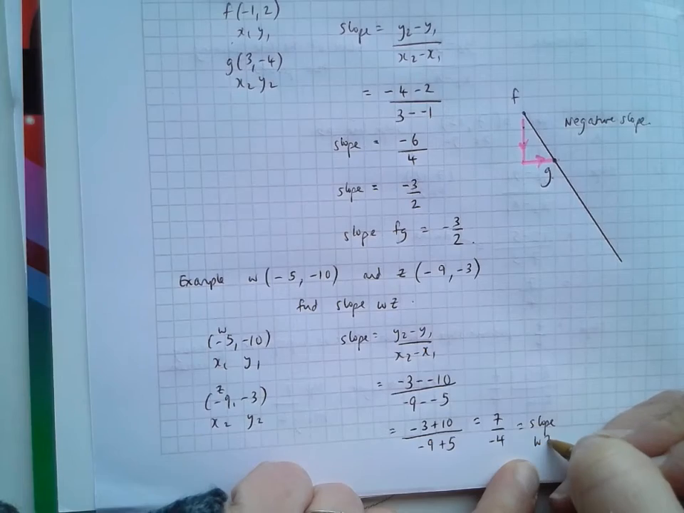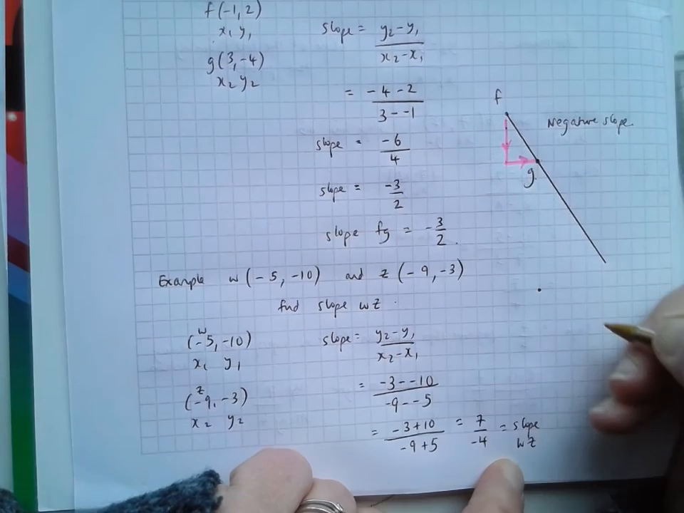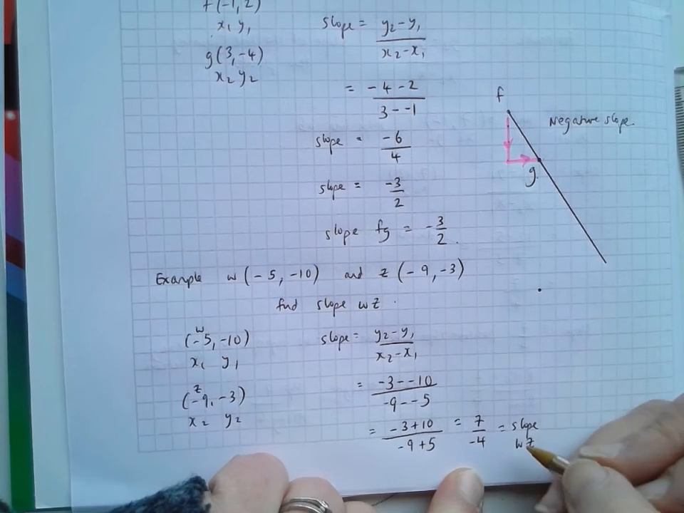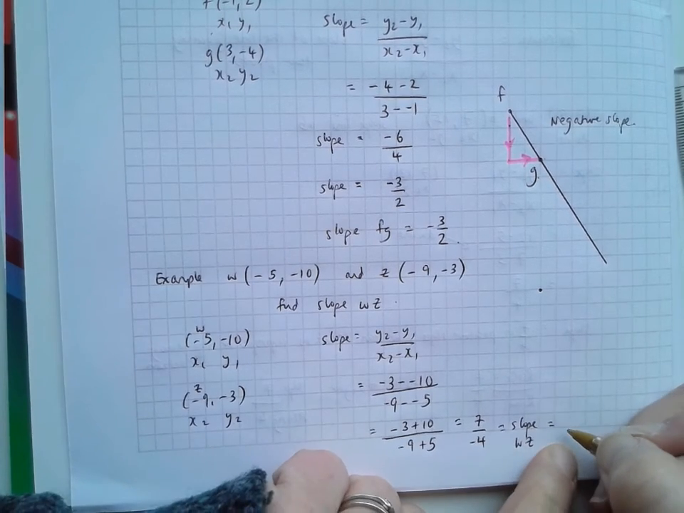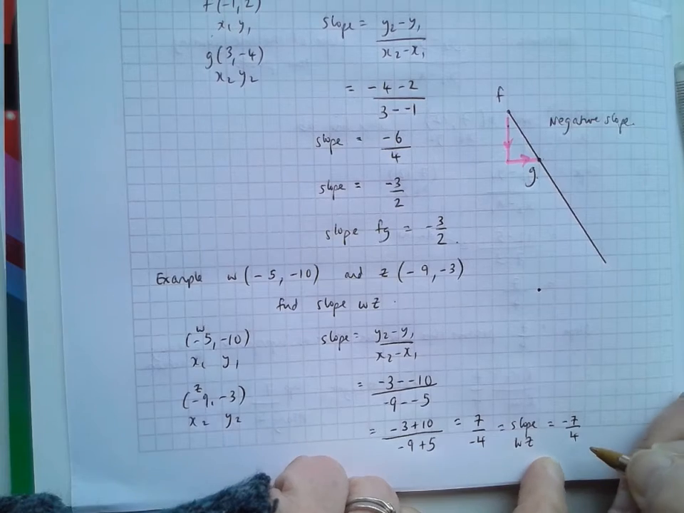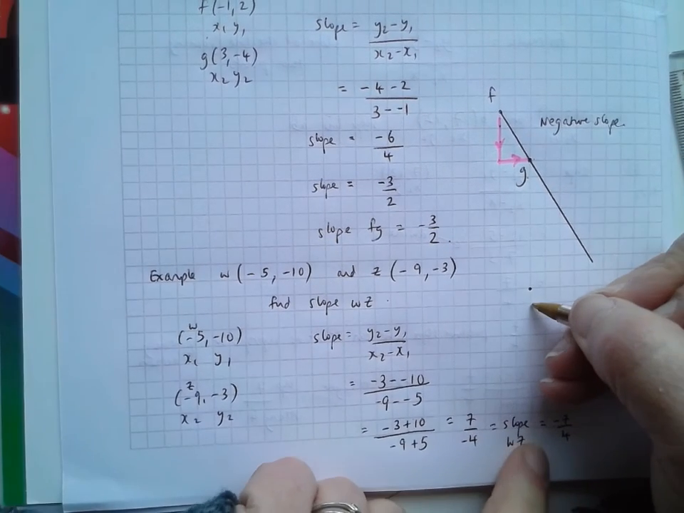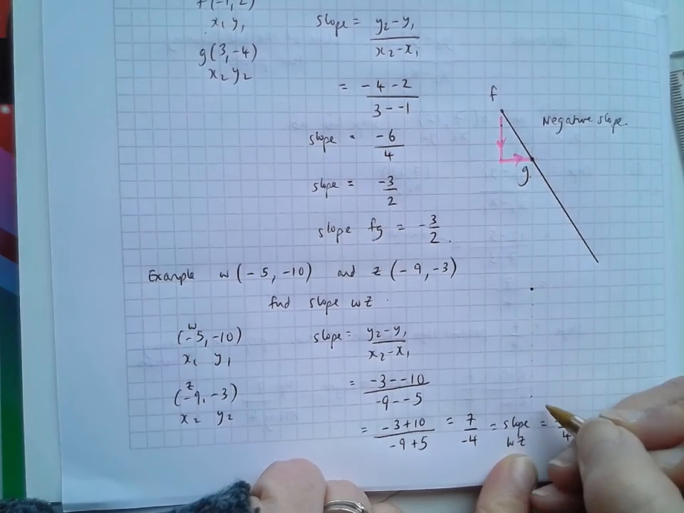What does that look like? Well, say we've got W here and Z. It's actually quite hard to draw a slope that's 7 over minus 4. It's probably easier, going from left to right, to draw a slope of minus 7 over 4 rather than 7 over minus 4. And they're the same slopes. So minus 7 over 4 means we go down 7, 1, 2, 3, 4, 5, 6, 7, along 4, 1, 2, 3, 4, and we end up here.